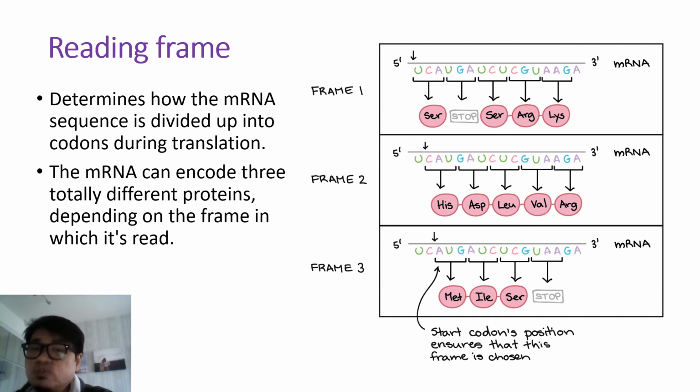And frame 2, if you start at the C, it becomes a different amino acid. When you start at the C, CAU, it becomes histidine. After that GAU, aspartate, and then leucine, valine, and arginine. For frame 3, if you start from A, it will start with methionine. AUG becomes methionine, and then isoleucine, and then serine. So a different start will cause a different reading frame.